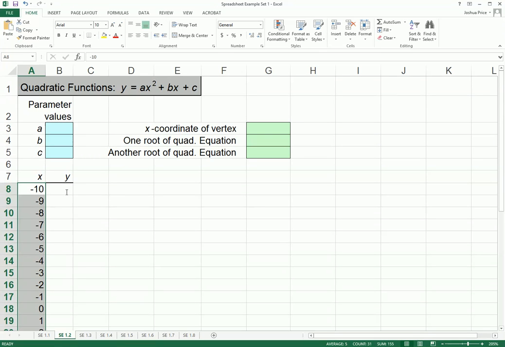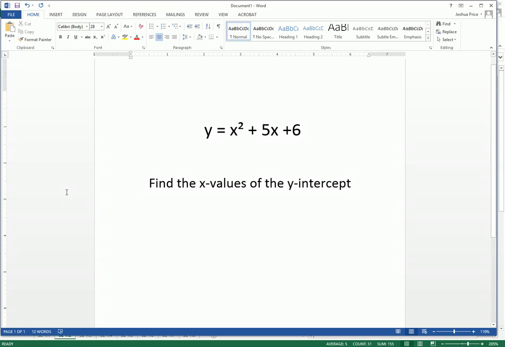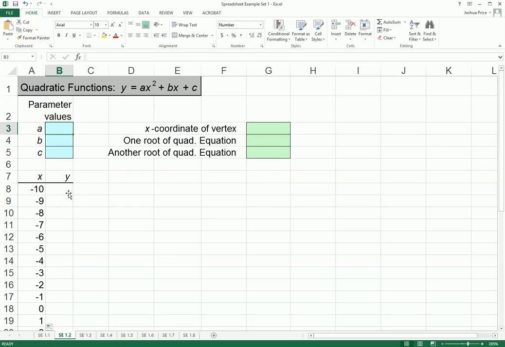Now our y value, we want to be inserted in this equation right here where y equals ax squared plus bx plus c, where we reference not the number of a or b or c, but the actual parameters up here. So for example, in this example we had a is 1, b is 5, and c is 6. So let's just insert those values there, 1, 5, and 6.